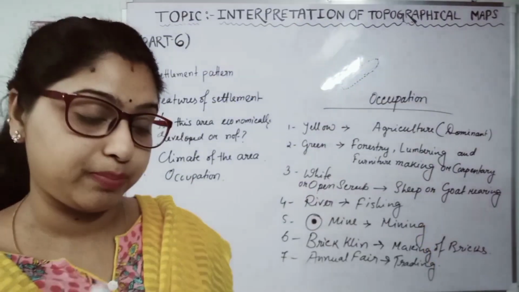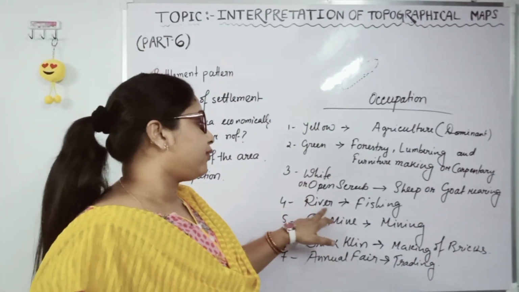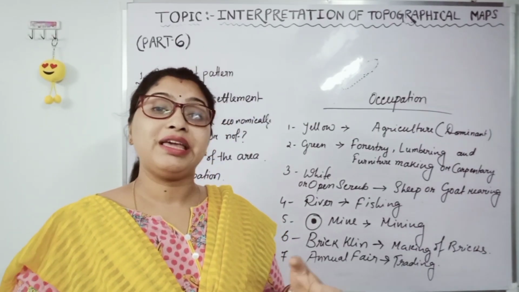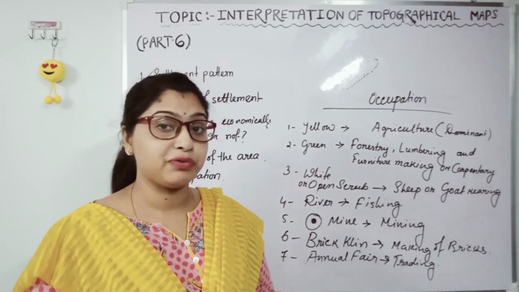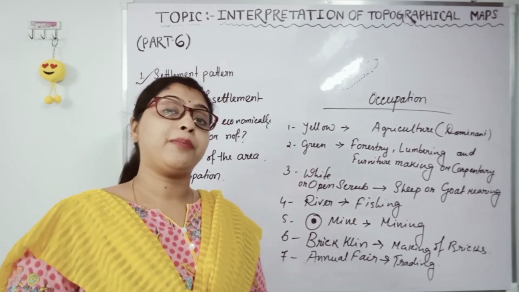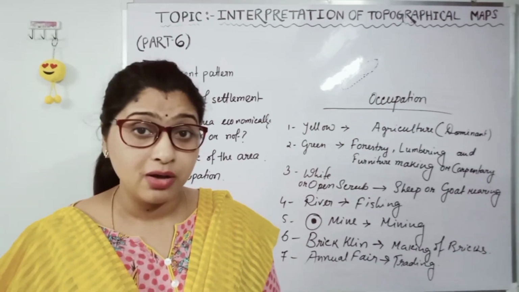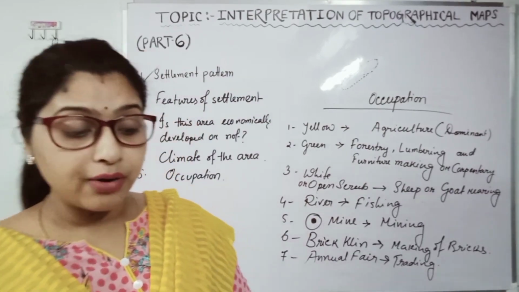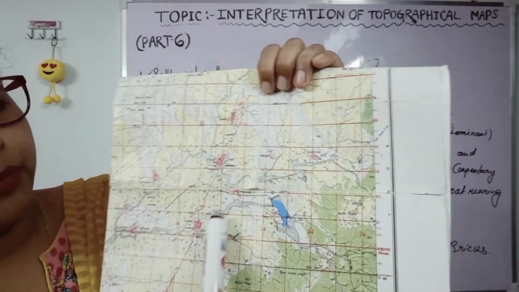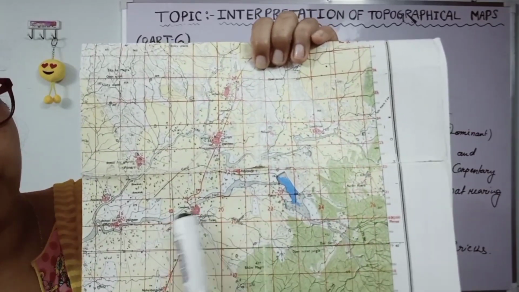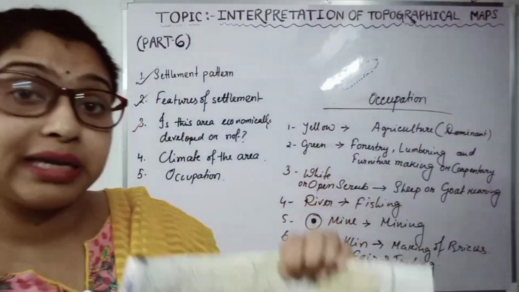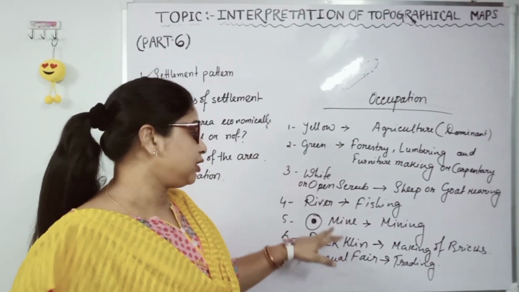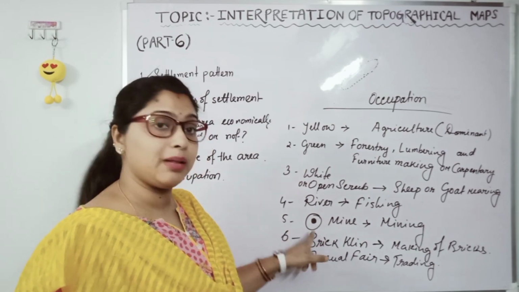Next, riverside. If people are living or settlements are located on the riverside, we can easily say their profession depends on fishing. So fishing is another profession we can see at the side of the river. It means that if settlements form at the riverside, people are engaged in the fishing sector.